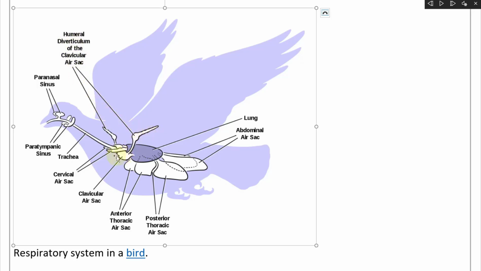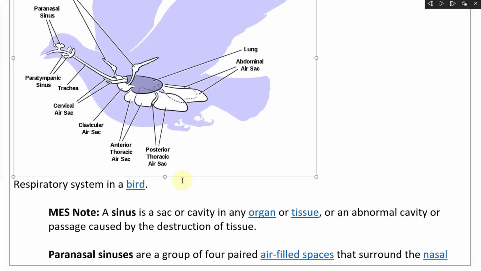And then, so you have it like this. And then you have this clavicular air sac and more air sacs. Basically, air goes in here, and then you have the anterior thoracic air sac, and then posterior thoracic air sac over here. That's the anterior or the front, and there's the back. And then there's the abdominal air sac there. There's the lung there. So this is a very interesting setup. So you got wind coming here, there's the lung, and then you have these other big air sacs.